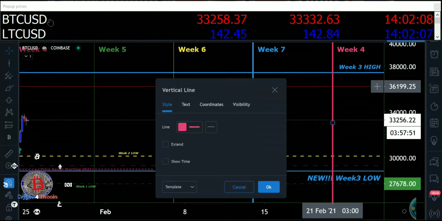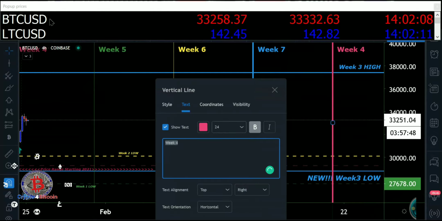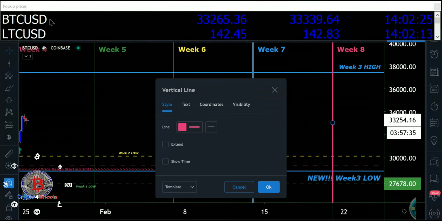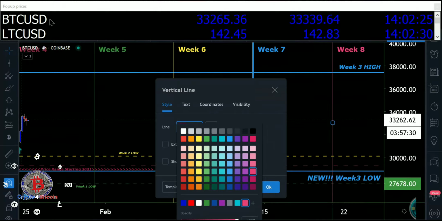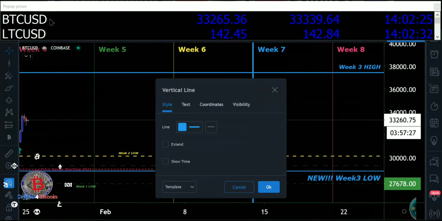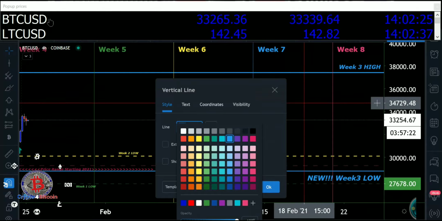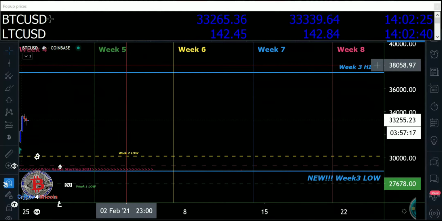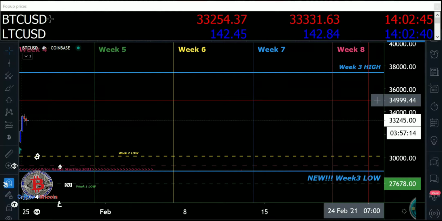And back to the pink. Ding, ding, ding. Okay, make the line skinny. Skinny line. Where are we at? Right there. One more time, right here. And there we go. And we have just added weeks 4, 5, 6, 7, and week 8.